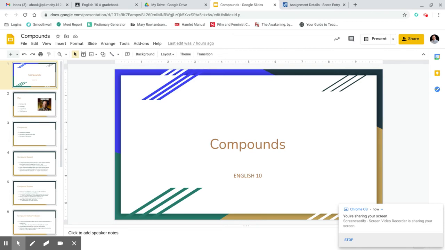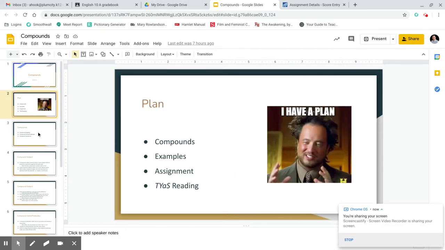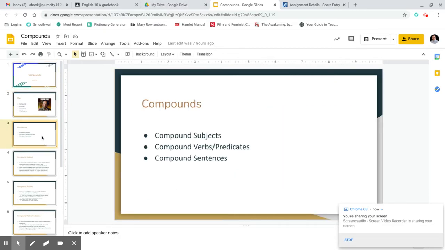Hello, today we are going to discuss compounds. There are three particular compounds that we are going to discuss today. They are compound subjects, that is when there are two or more subjects before the verb of the sentence. And then there are compound verbs and predicates, that is when there are two verbs after the subject.